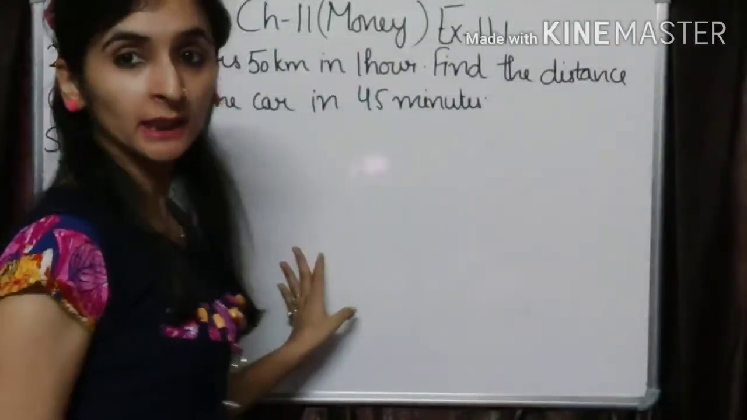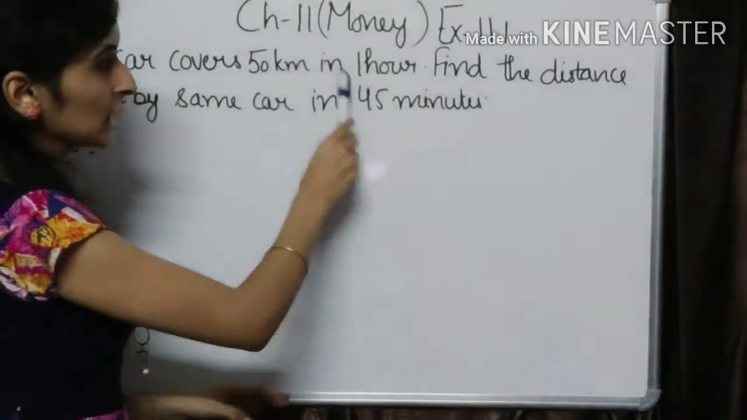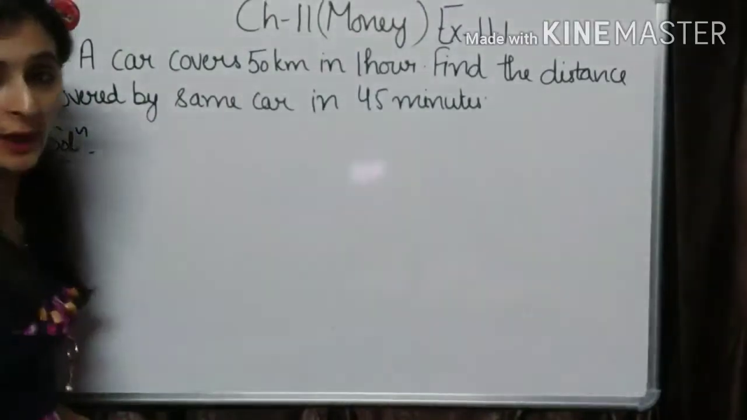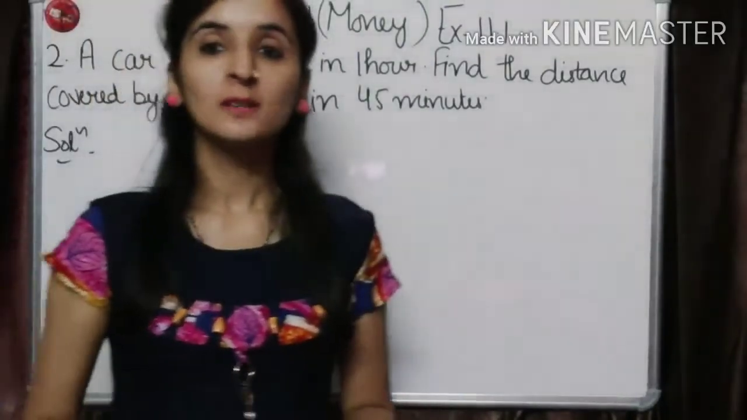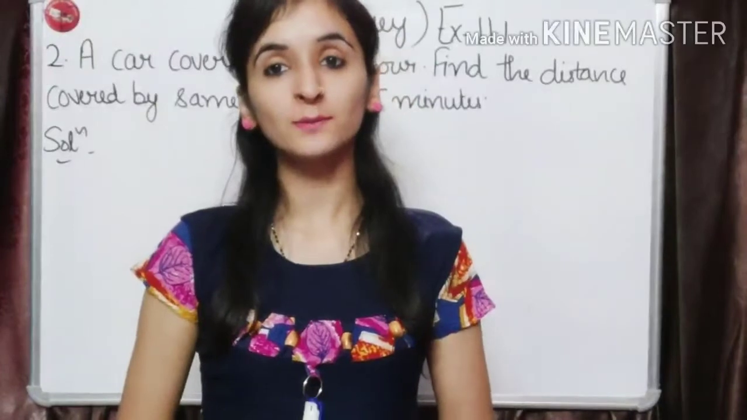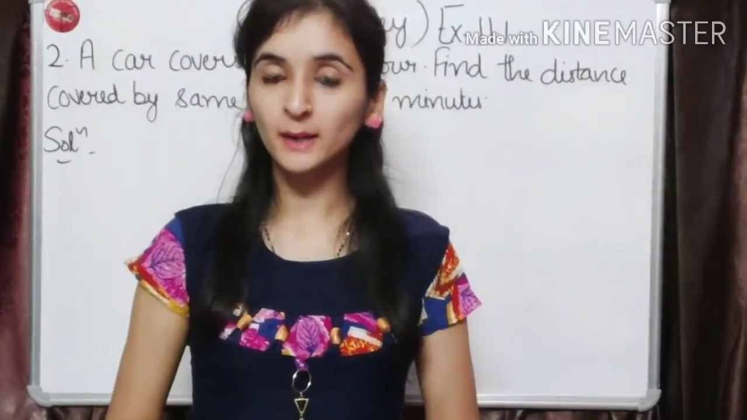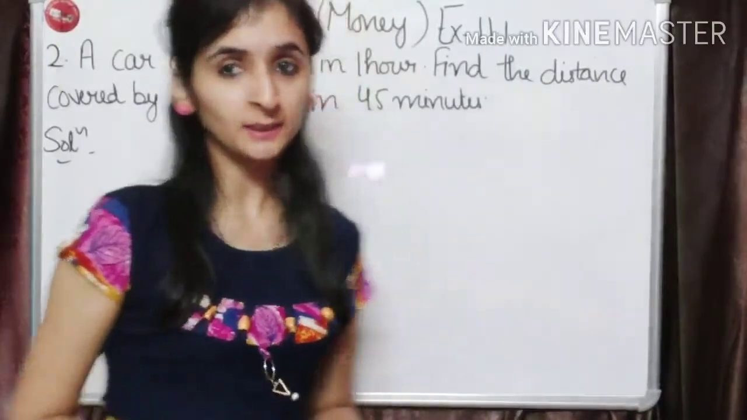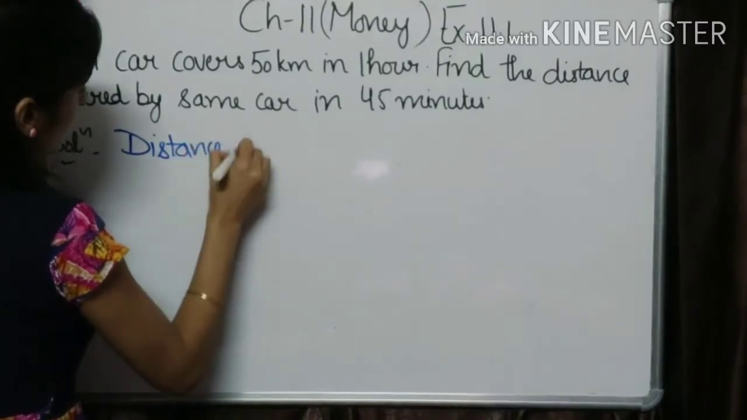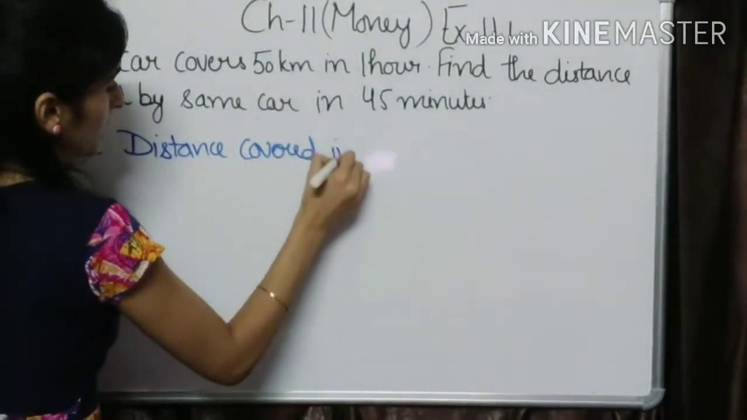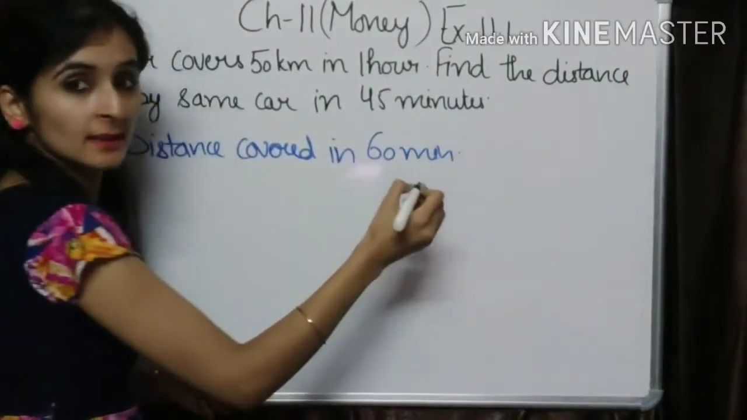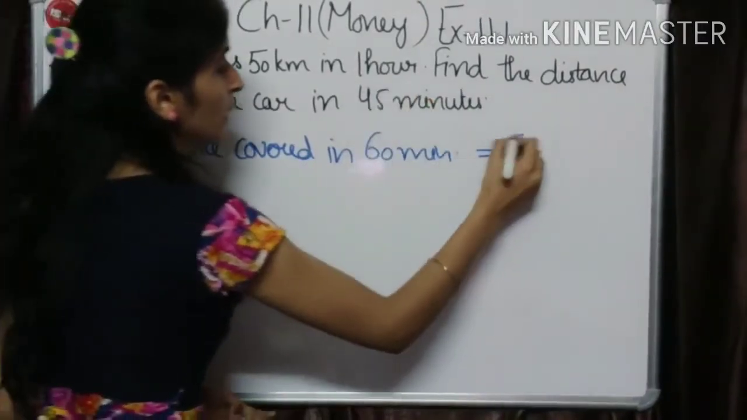Now the next question here is: a car moves 50 km in 1 hour. Find the distance covered by the same car in 45 minutes. 1 hour is equal to 60 minutes. So it means we are given the distance covered in 60 minutes and we have to find out the distance covered in 45 minutes. Right? So let us start finding distance covered in 1 hour. 1 hour means 60 minutes. Distance covered in 60 minutes is equal to 50 km.